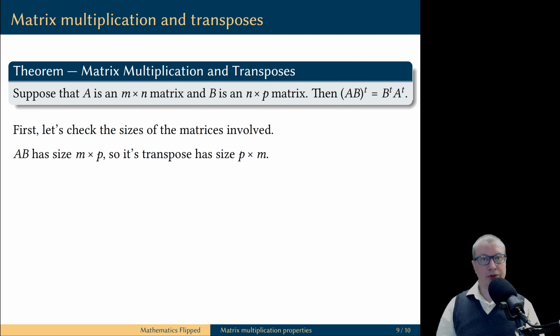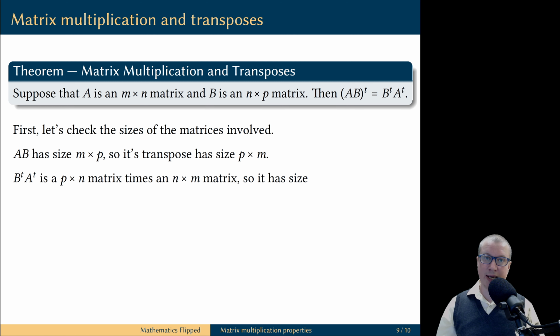Let's look at the matrix on the right-hand side. B transpose is a p by n matrix. A transpose is an n by m matrix. Now you see why we can multiply B transpose by A transpose, but we might not be able to do it the other way around. Now, a p by n matrix multiplied by an n by m matrix is a p by m matrix. And so now you see that the matrix on the left-hand side and the matrix on the right-hand side have the same size, and the size is p by m.